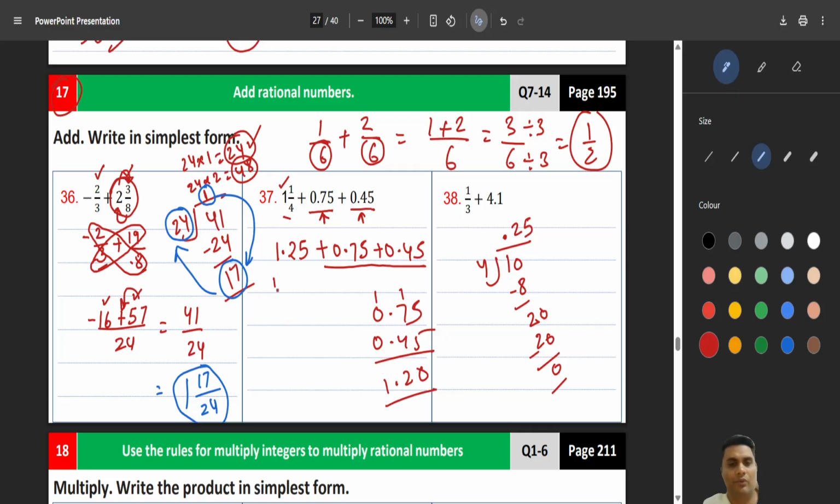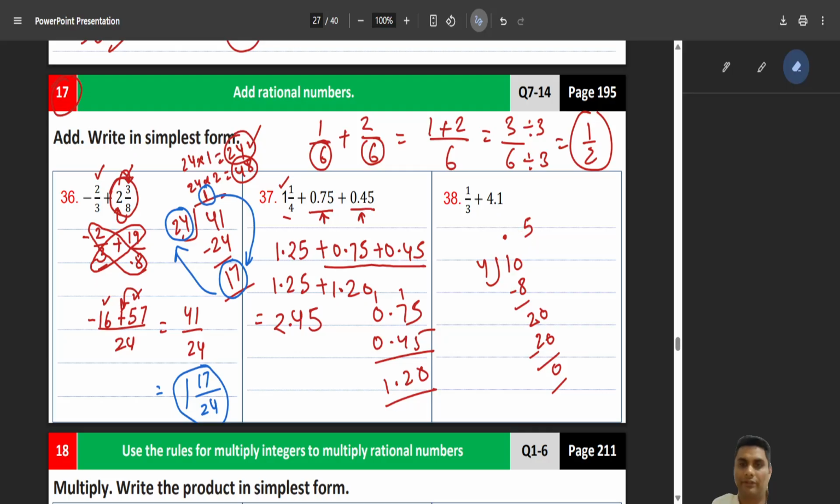So this will become 1.25 plus 1.20. Everything is in plus, so no need to check the sign. It will remain plus only. 1.25 plus 1.20. This will become 5 plus 0, 5, 2 plus 2, 4, here point, 1 plus 1, 2. Okay. So 2.45. This is how we have to solve it. Now, the next part.